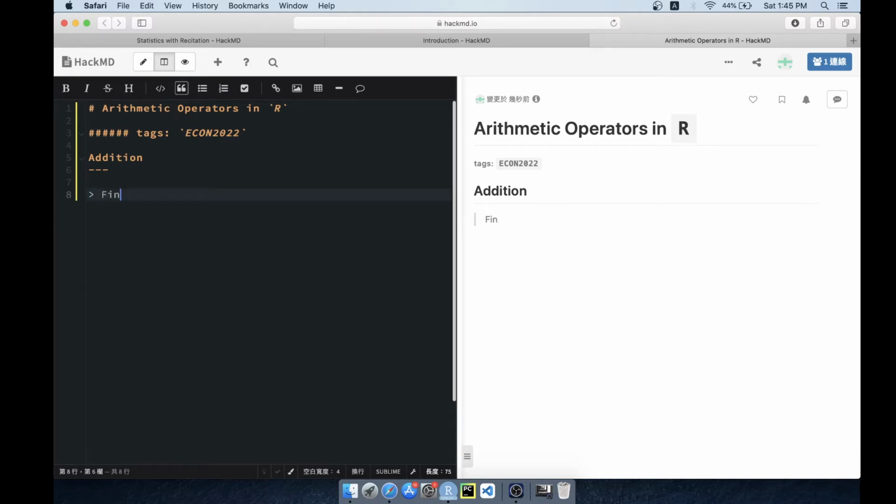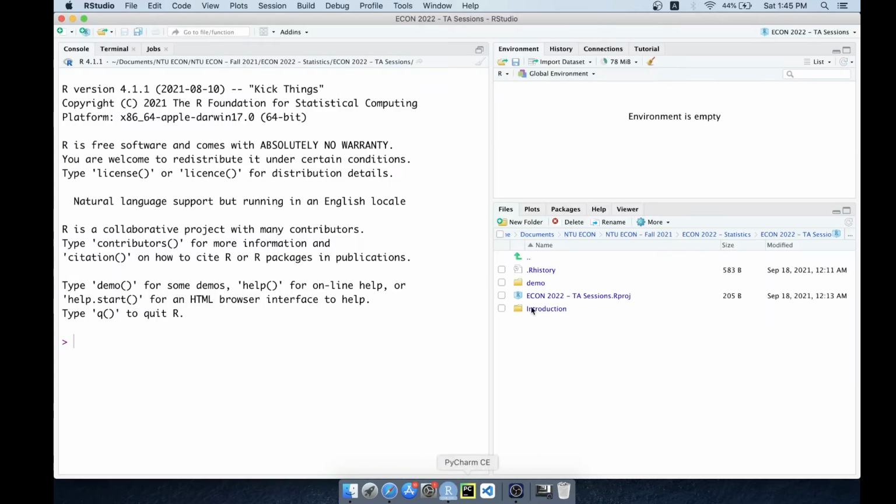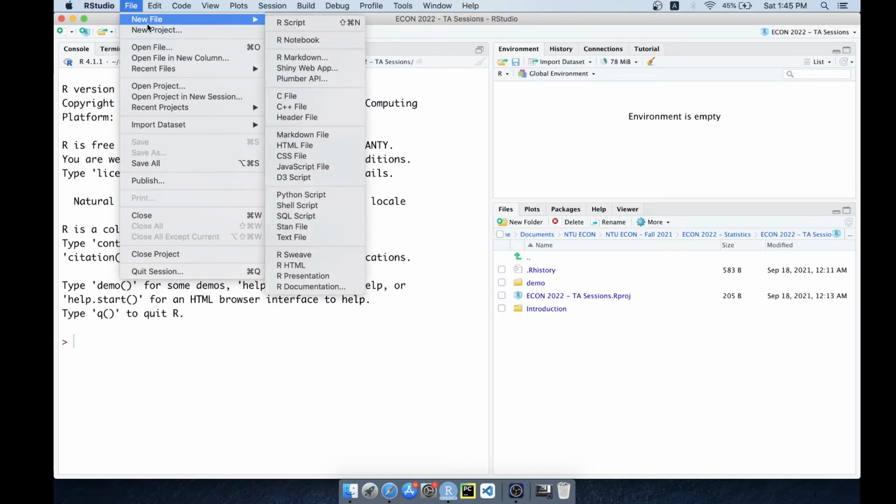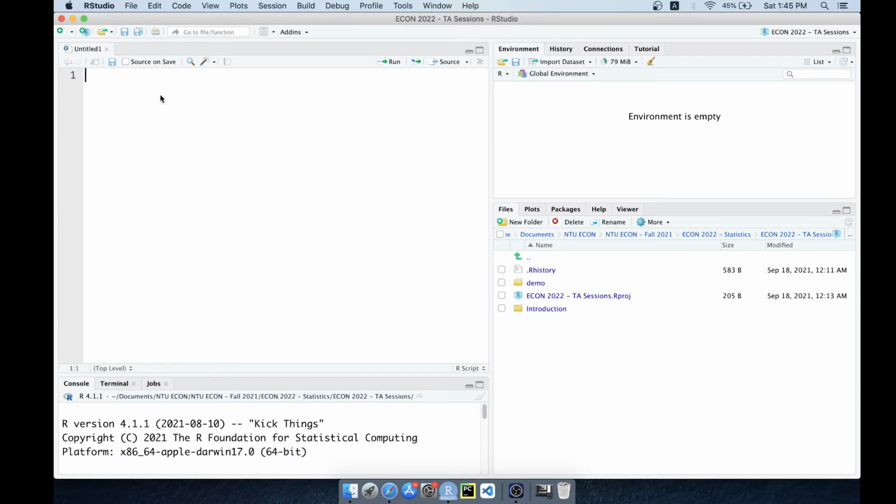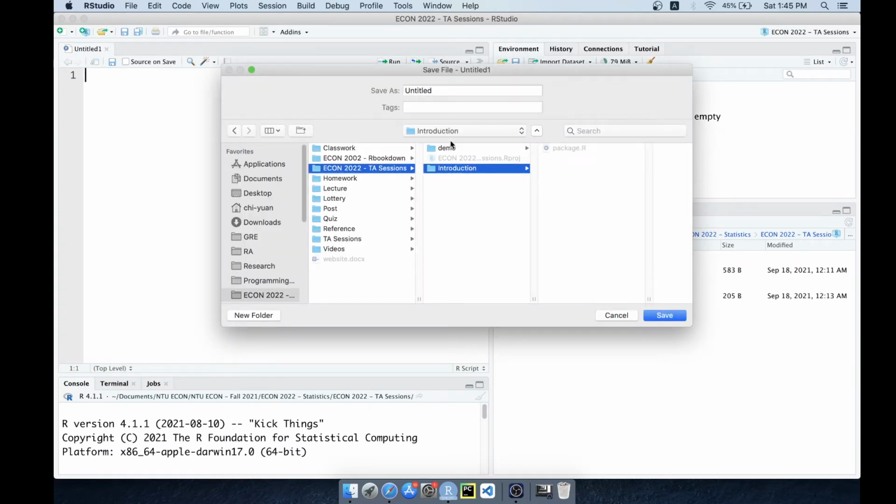We look at one example. Find 2 plus 3. So how can we do it in R? Open a new file, save this file, and name it arithmetic operators.